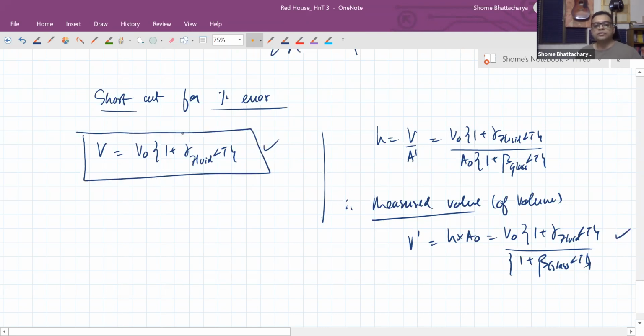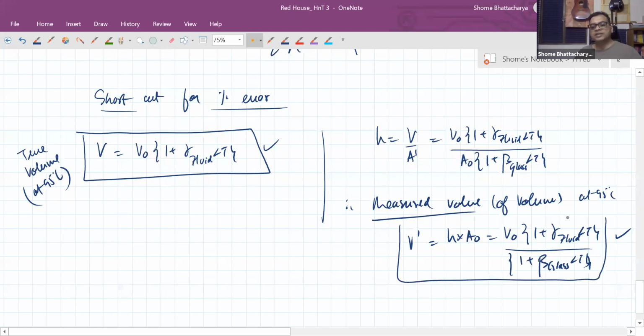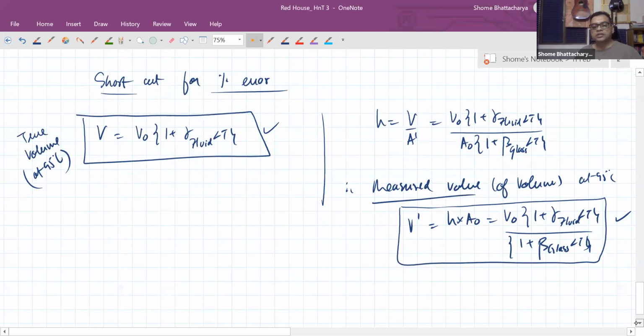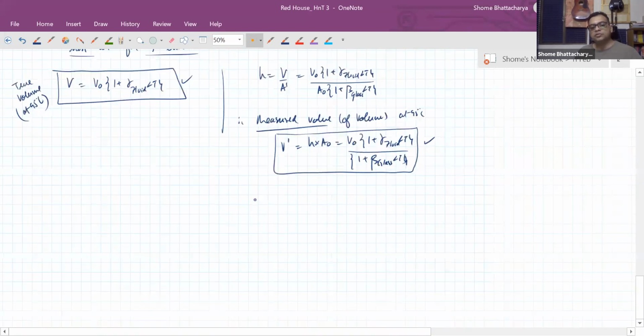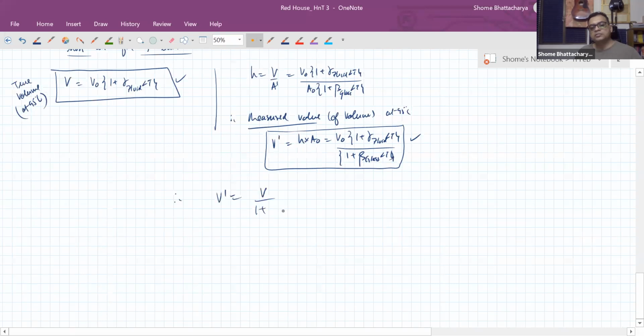See the true value of volume, and this is the measured value of volume at 95 degrees C. So you can see why V prime is less than V. So you can see that therefore V prime is equal to V upon 1 plus beta of glass into delta T, or it is V into 1 minus beta of glass into delta T.